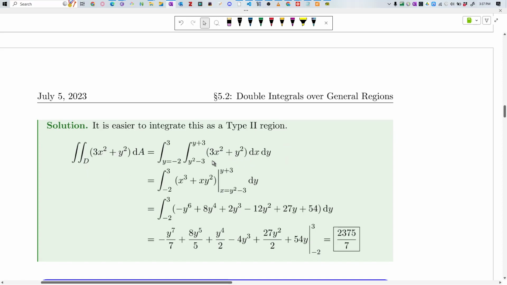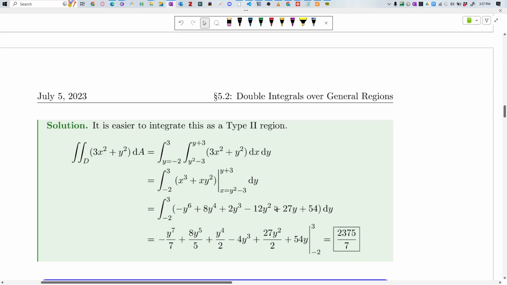Well, integrating this is fairly straightforward. Integrating with respect to x, this just becomes x cubed. This ends up introducing an x. And then we have to evaluate x at y squared minus 3 and also at y plus 3. Okay. Doing that evaluation, well, okay, this problem is not very nice computationally.